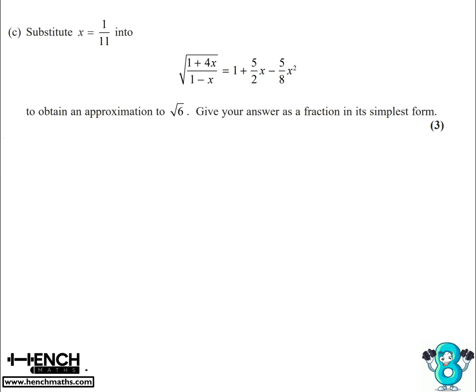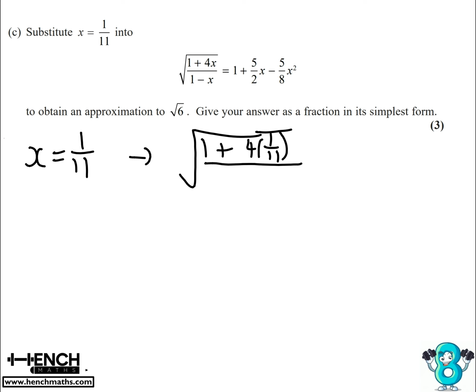Part C: substitute x equals 1 over 11, or an 11th, into your expansion to obtain an approximation to root 6. Give your answer as a fraction in its simplest form. So first of all, let's sub 1 over 11 into the square root we have and see what happens there. If x equals an 11th, then the square root of (1 + 4 times an 11th) all divided by (1 subtract an 11th).